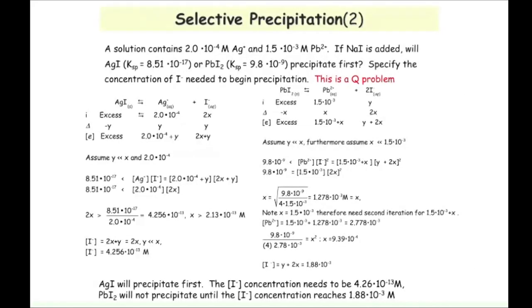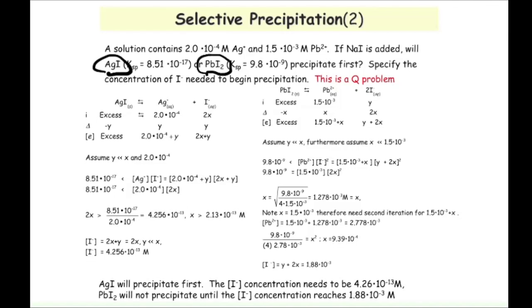Here's an example: a solution contains 2 times 10 to the minus 4 silver and 1.5 times 10 to the minus 3 lead. If sodium iodide is added, will silver iodide or lead iodide precipitate first? You actually don't need to do this problem. You can just go based on, well, let me just see. This is 1 iodide and this is 2 iodide right here. So you actually have to do the math.